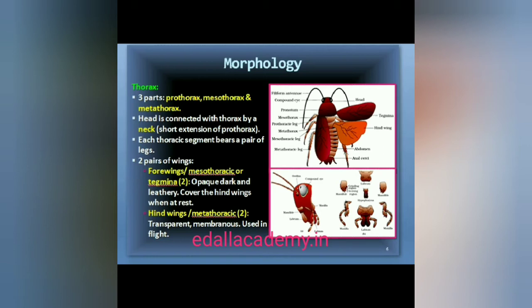Thorax consists of three parts: prothorax, mesothorax and metathorax. The head is connected with the thorax by a short extension of the prothorax known as the neck. Each thoracic segment bears a pair of walking legs. The first pair of wings arises from the mesothorax and the second pair from the metathorax. Forewings, mesothoracic, called tegmina, are opaque, dark and leathery and cover the hind wings when at rest. The hind wings are transparent, membranous and are used in flight.